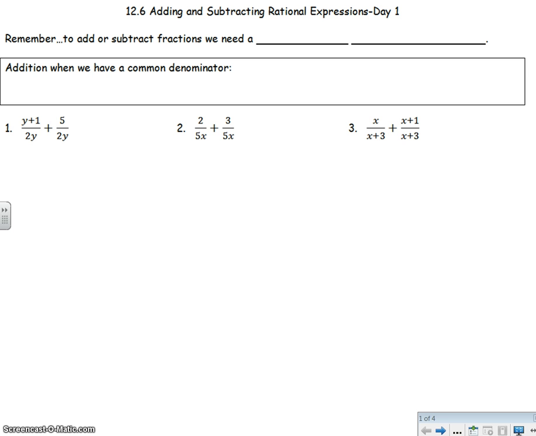Okay, so our first day of adding and subtracting rational expressions, we're going to be talking about adding and subtracting fractions. And remember, we need a common denominator. Today we're pretty much just going to do the pretty easy examples, and we're going to kind of ease into this last section here.